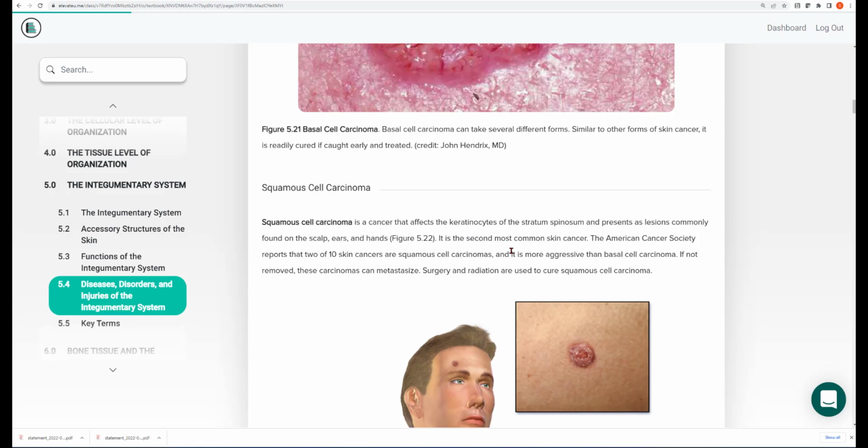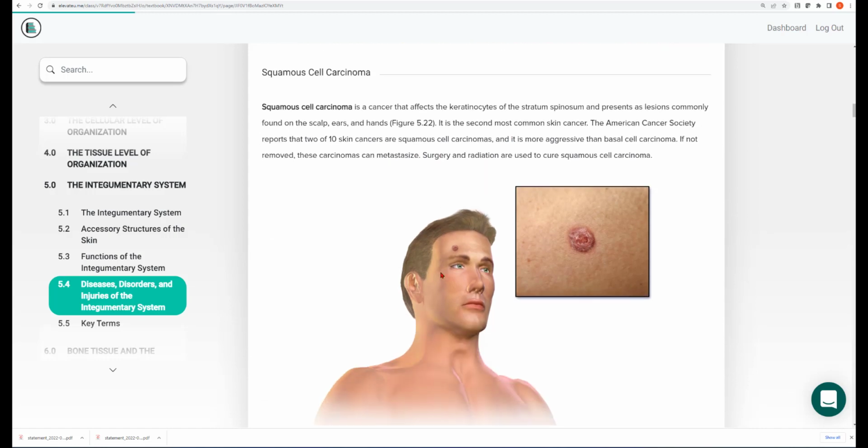And this type of cancer is more aggressive, and if not removed early enough, can metastasize. So this one's of greater concern, right? Squamous cell carcinoma, definitely something that needs to be taken care of because it can metastasize to different parts of the body.